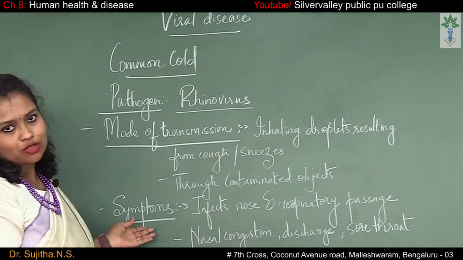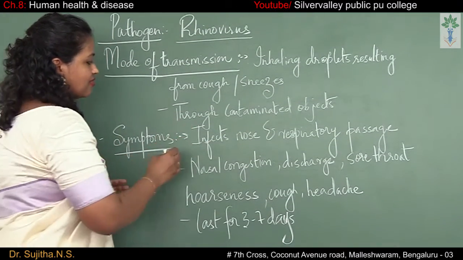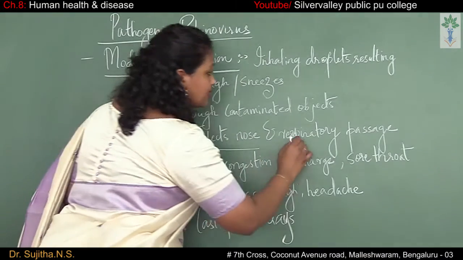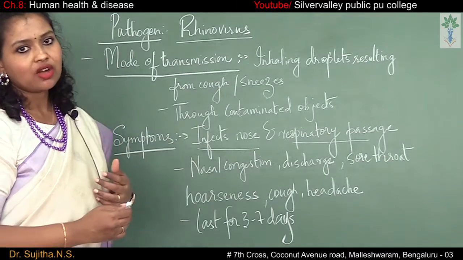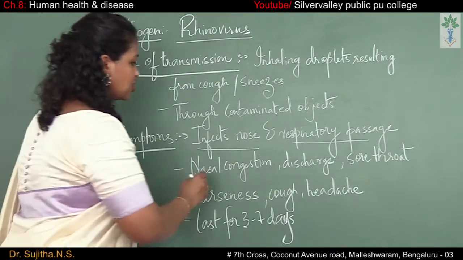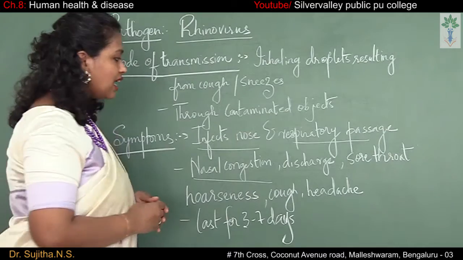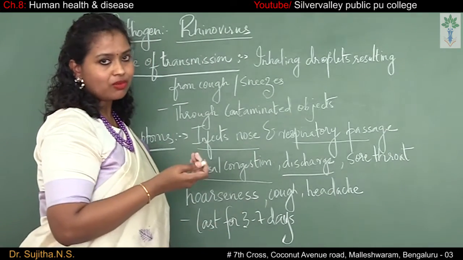What are the symptoms of this disease? The person will have an infected nose, and he will have the infection even in the respiratory passage. He will develop nasal blockage, also called nasal congestion. He will have nasal discharge, so the mucus comes out from the nose.